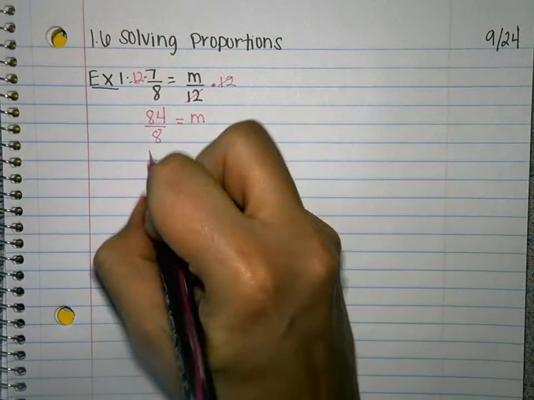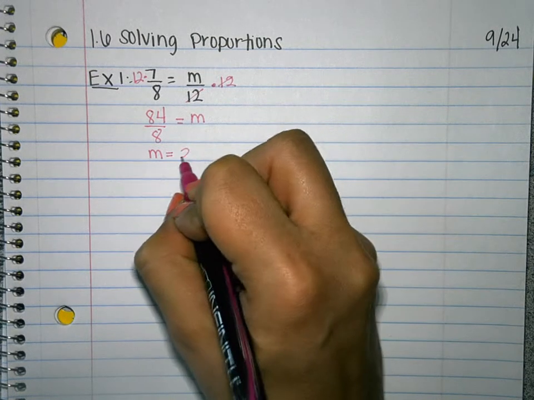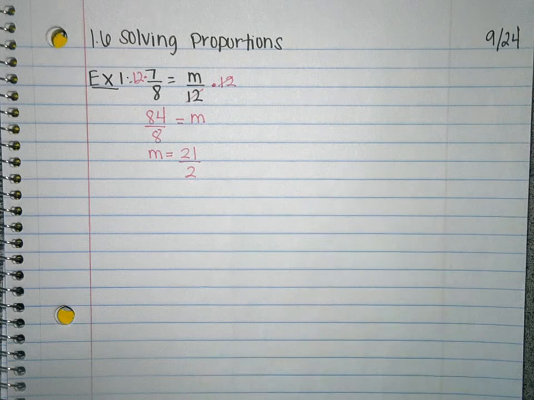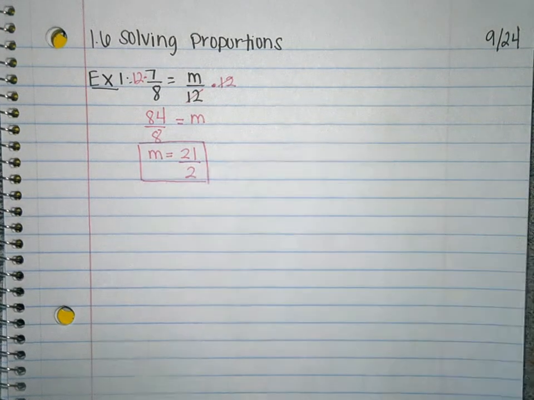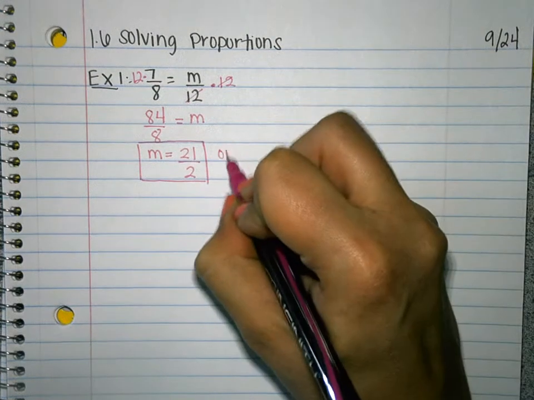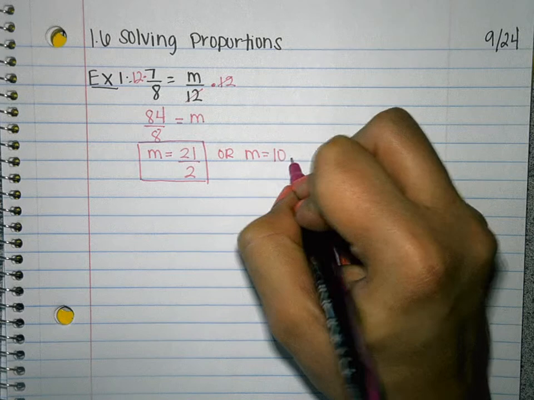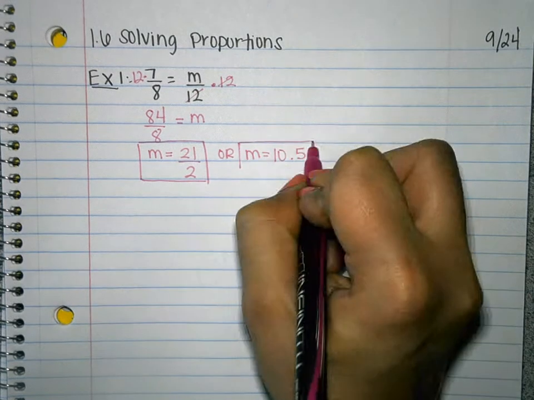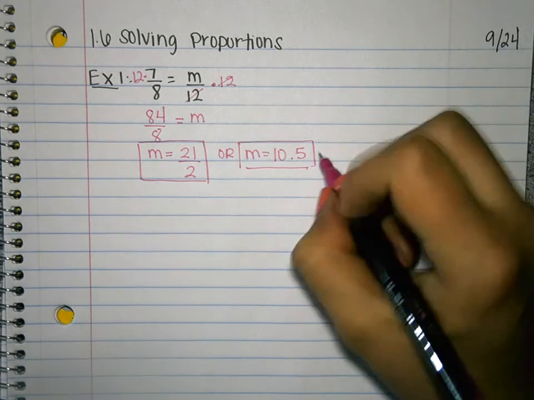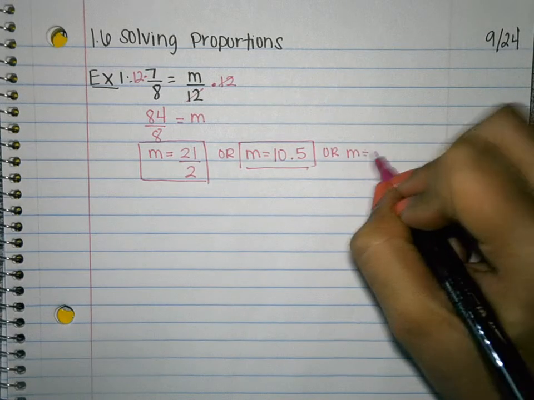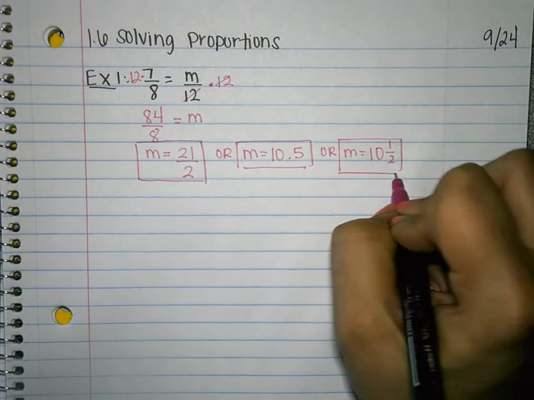84 over 8 reduces by 4. So 4 goes into 84 21 times, and 4 goes into 8 2 times. So you can have m equals 21 over 2. Another acceptable answer is if you plug this into the calculator, you would get m equals 10.5. Or you could also give me m equals 10 and 1/2. All three of these are acceptable answers.